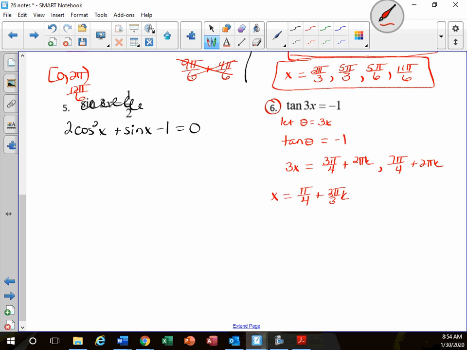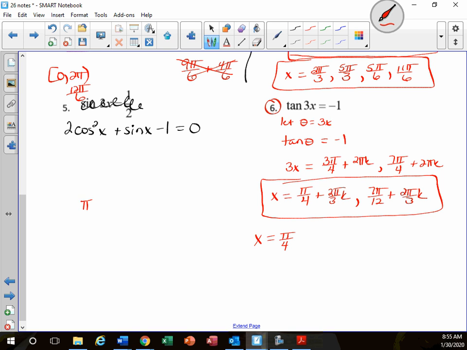Plus 2 pi over 3k, 7 pi over 12. So those are all your solutions. If you left it as 3 pi over 12 for the first one, it's fine. That's still the same thing. Okay. All right. How many answers am I going to end up with on this one? 6. Yes. Joy. Okay, first one's pi over 4.